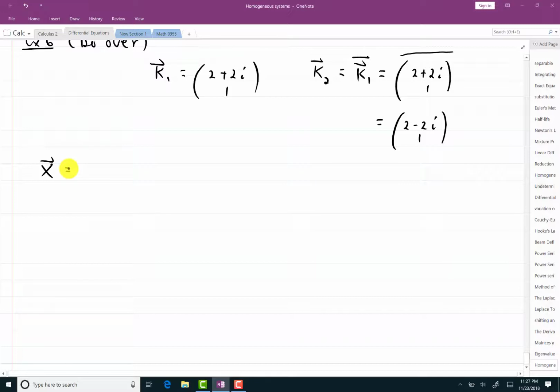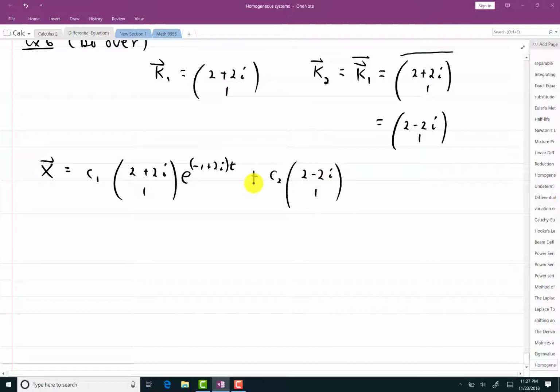And then my answer, let's see what it looks like here. I get C1, 2 plus 2i, 1, e. So the first lambda was, what was it, negative 1? Negative 1 plus 2i times t. Then automatically the second one is guaranteed to be 2 minus 2i, 1. And you'll also take the conjugate up here. You get e to the negative 1 minus 2i t. These are guaranteed.